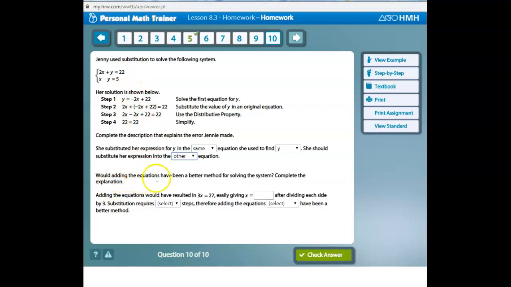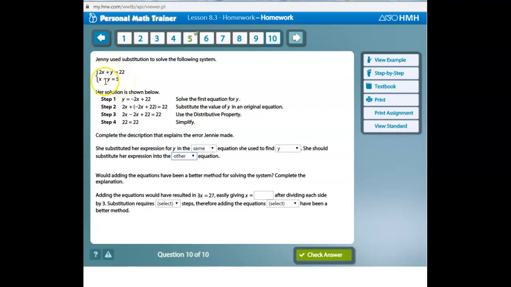Would adding the equations have been a better method for solving the system? Complete the explanation. Yes. Look at right here, and I'll explain substitution later, but one thing from this equation that stands out to me is, look at the y. This is positive y, this is negative y, or minus y. They're going to cancel each other out. So substitution is not the best strategy.